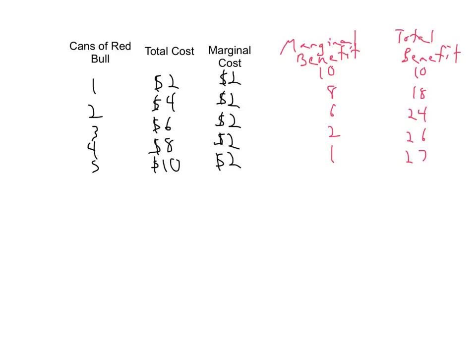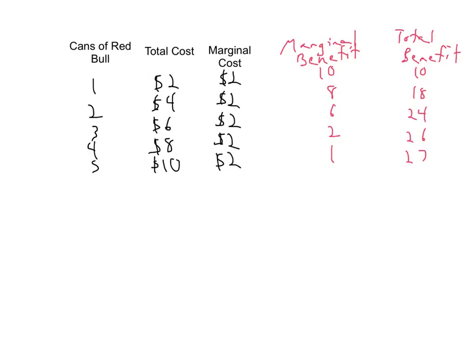And again, I'm just doing a subtraction problem, right? 18 minus 10 is an 8 marginal benefit. 24 minus 18 is a 6 marginal benefit. 26 minus 24 is a 2 marginal benefit. And 27 minus 26 is a 1 marginal benefit.